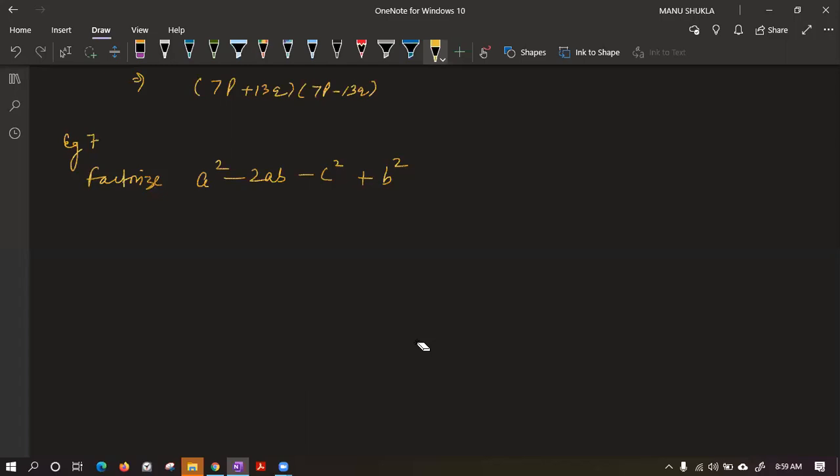Before that, if you observe, a square is there, 2ab is there. Amongst these two, which one will come with these two? Please tell. C square or b square? Yes, b square will come. So we can write this as a square minus 2ab plus b square minus c square. So what I have done? I have written the b square near these things. Class, if you observe, this we already know, a simple formula a minus b whole square. So let us write like that.